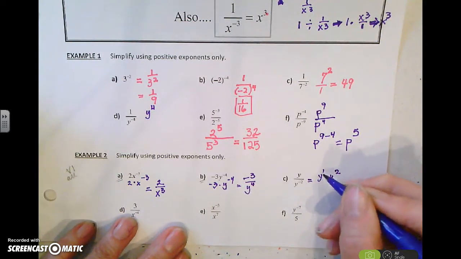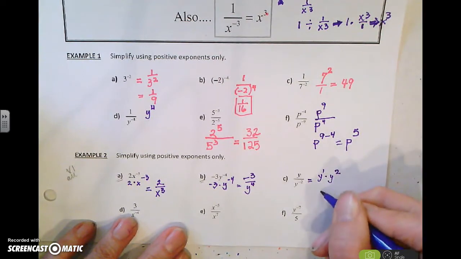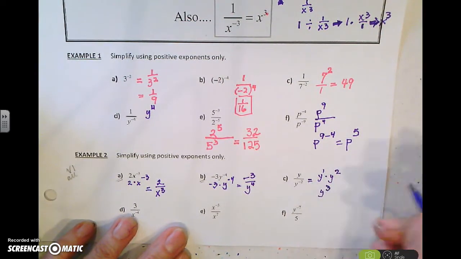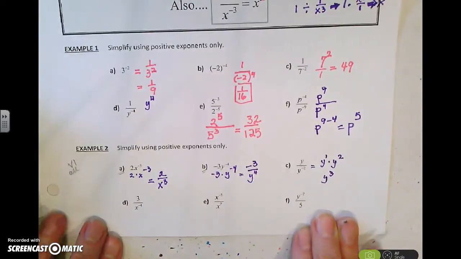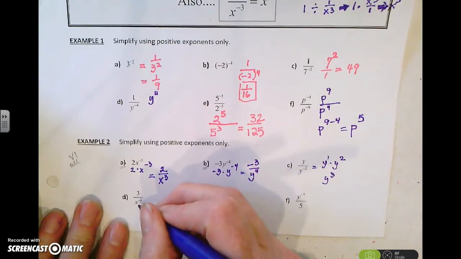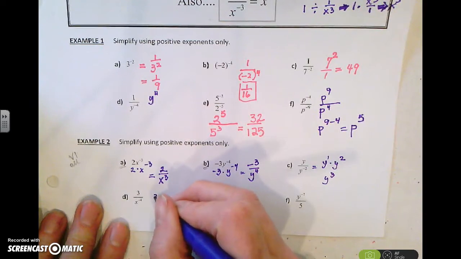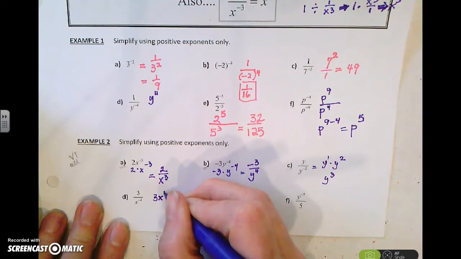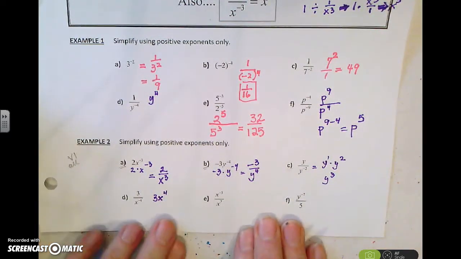Now I have a product, and whenever I have multiplication, I add my exponents, and so this becomes y to the third power. 3 over x to the negative 4, my denominator is going to move to my numerator and become 3x to the positive 4.